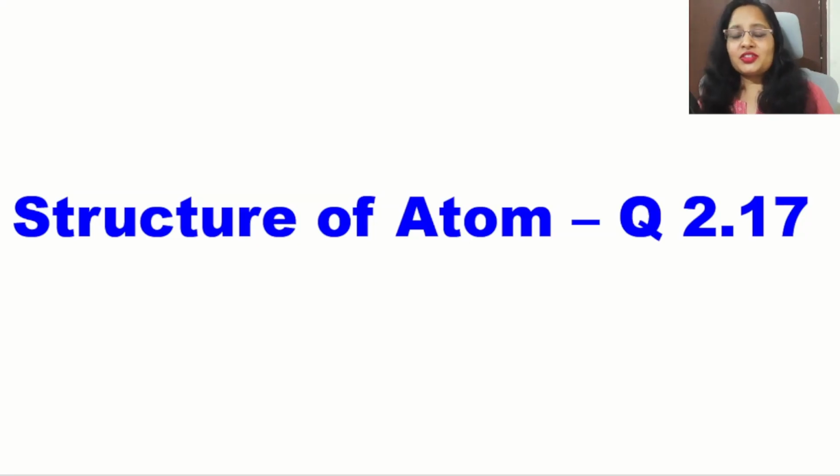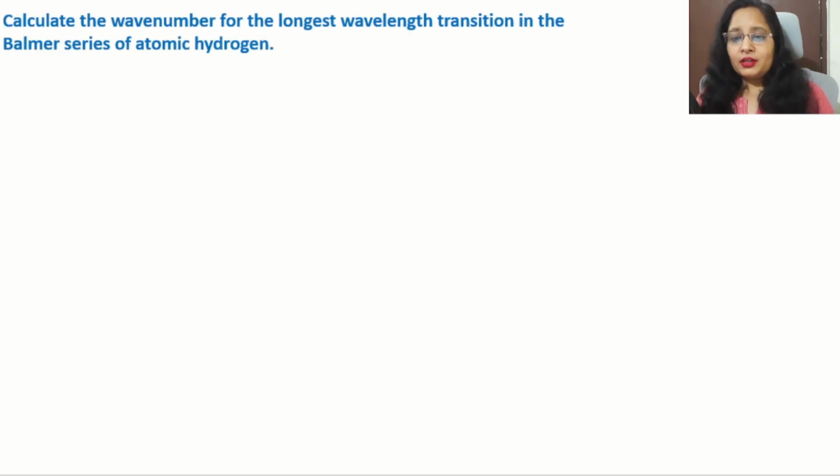Friends, today's video is question number 2.17 from the NCERT textbook, Class 11, and the chapter name is Structure of Atom. So let's find the question. It's question number 2.17. Calculate the wave number of the longest wavelength transition in the Balmer series of atomic hydrogen. So friends, we need to calculate the wave number. But before that, we first need to find what the Balmer series is and which is the longest wavelength transition. So let's come to the Balmer series.